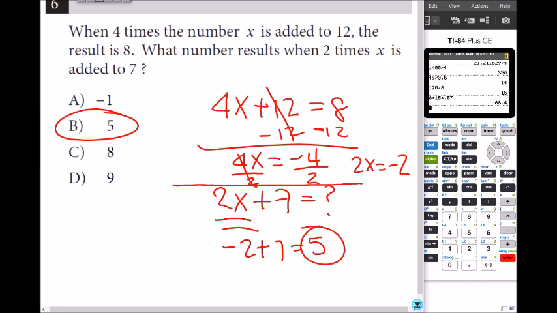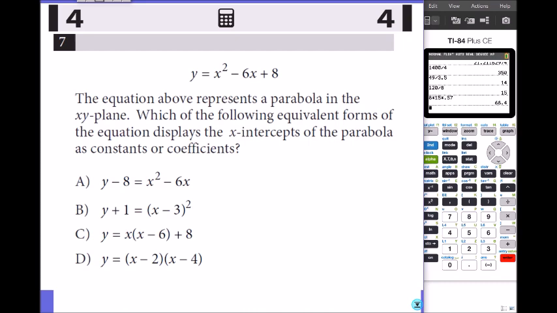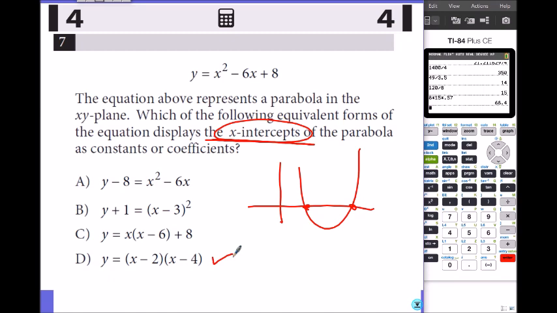Yeah. Number 7. So here's a quadratic equation. The equation above represents a parabola in the xy plane. Which of the following equivalent forms of the equation displays the x-intercept? So the factored form, right, will give you the x-intercept, which we call zeros. I don't exactly know where they are. So it must be the factored form, this one. But double check whether it is true. So we're looking for numbers that multiply to 8 and add to negative 6. So negative 2 and negative 4 multiply to 8 and add to negative 6. So this is the right equation in factored form for finding the x-intercept. So it is D.